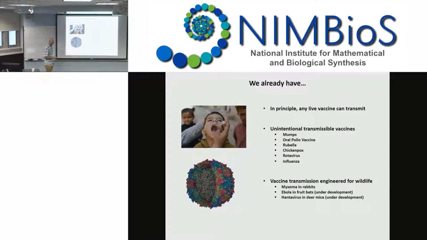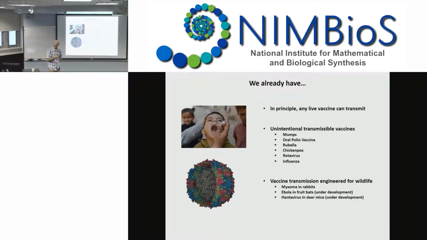The other thing that makes this even more important to understand now is that people are actually engineering these transmissible vaccines for wildlife populations. The primary goal is to develop a tool that allows infectious diseases of humans to be eradicated from wildlife reservoir populations. Okay? So things that are currently underway are a vaccine against Ebola in fruit bats and hantavirus in deer mice.